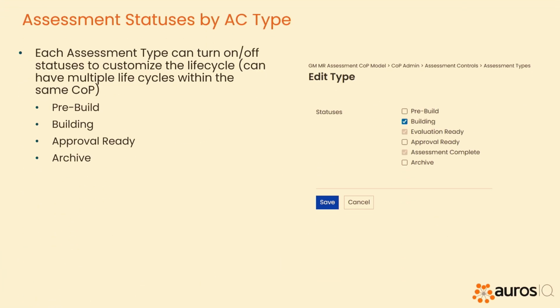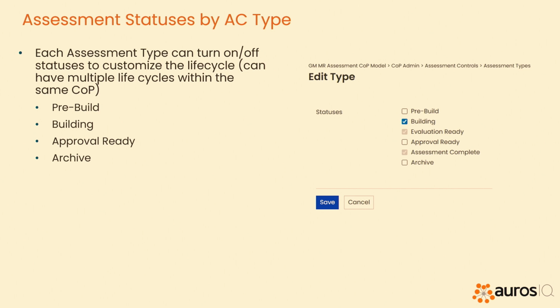So the first thing we're going to talk about is assessment status by AC type. Basically, it's exactly what it sounds like. You have the ability to turn on assessment statuses per AC type, versus previously they were for the entire COP. This mainly came about because of a very highly requested thing on the next couple of slides: we allow approval types per assessment type in IQ 21. To do that, you have to have approval ready on. So we added the ability to choose your statuses per your assessment type.